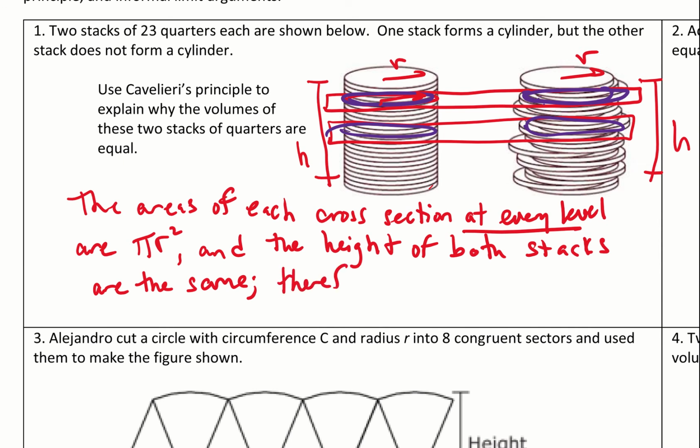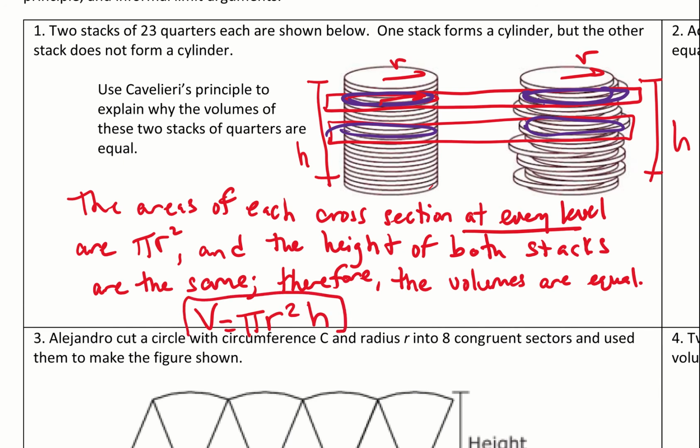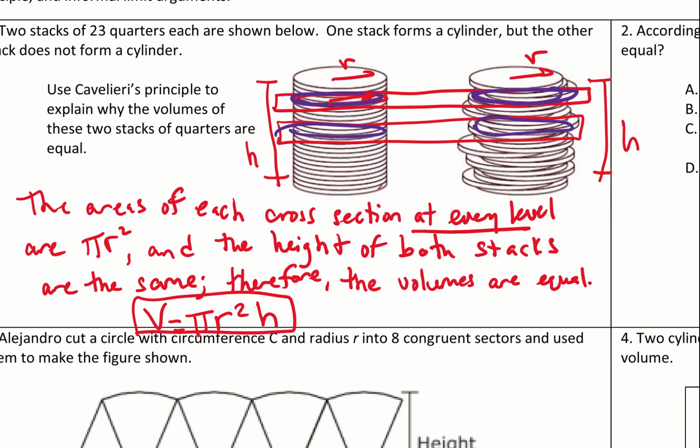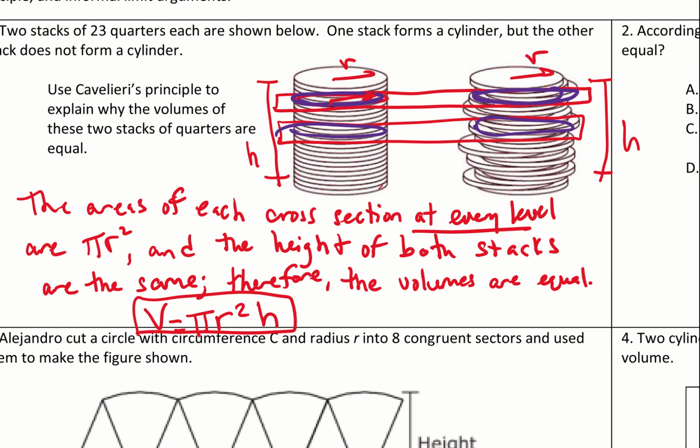Therefore, the volumes are equal. And what is the formula for the volume? Well, we know that each cross-sectional area is pi r squared, and the height is h, so the volume must be pi r squared h for both cylinders, for both figures, even though the right one is not a cylinder.